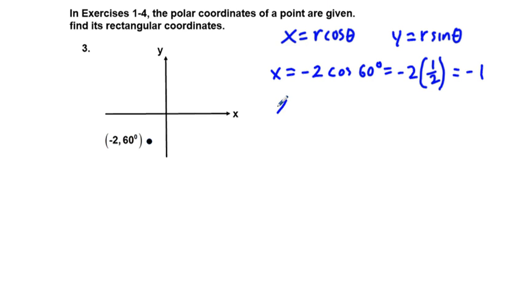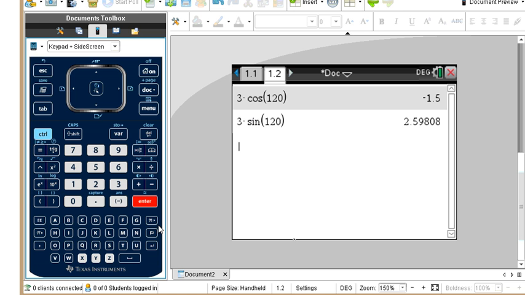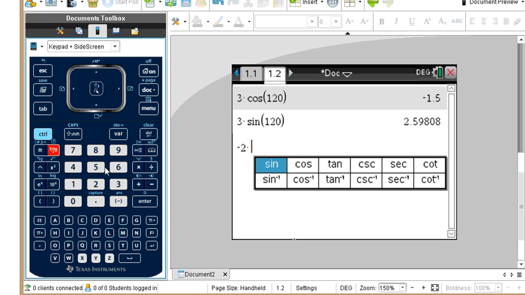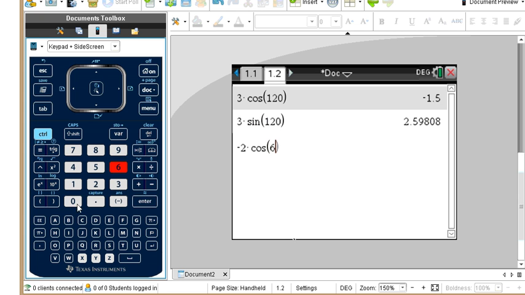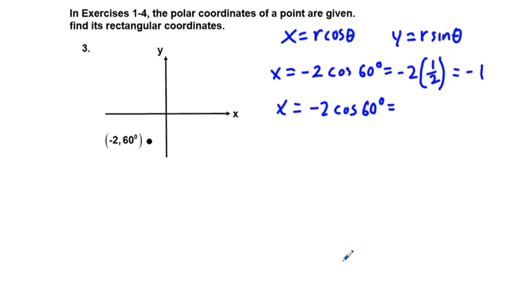Alternatively, if we don't happen to know that, we can use our calculator. For that, we get negative 2 times cosine 60 degrees, and we get negative 1. Shouldn't be any surprise to us.